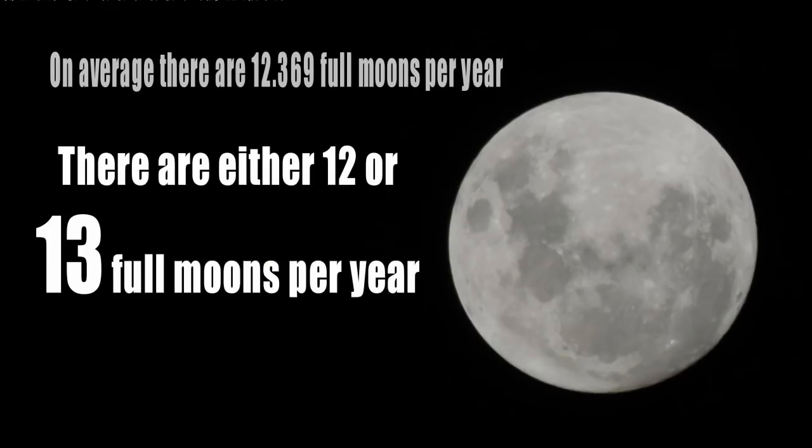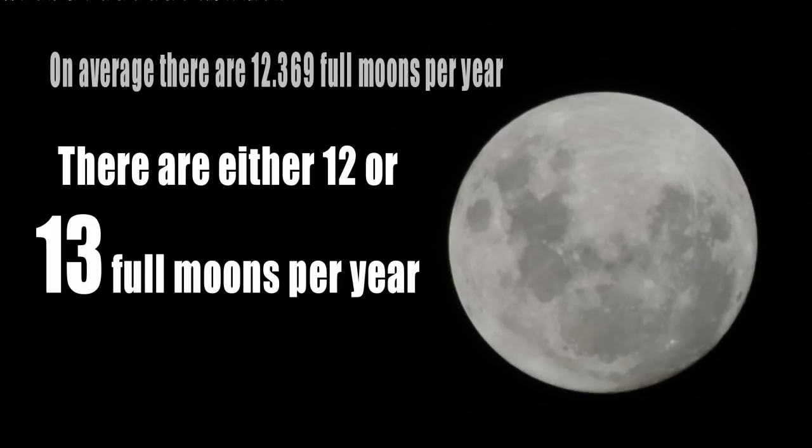So on average there are 12.369 full moons per year, or one every 29.53 days on average. Now a blue moon is when we have two full moons in a calendar month, but because there are 12.369, it basically works out that every third year we will have 13 full moons. So usually we'll have 12 full moons per year, but every third year there are 13 full moons.